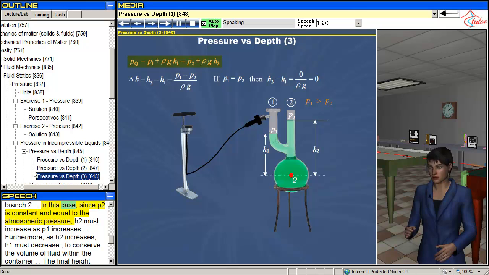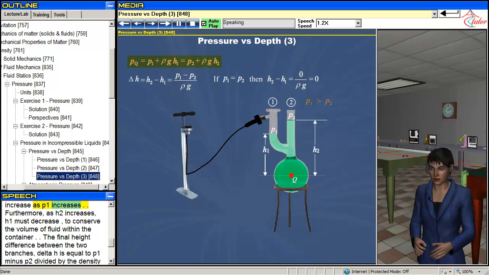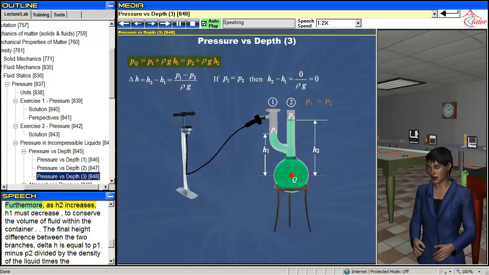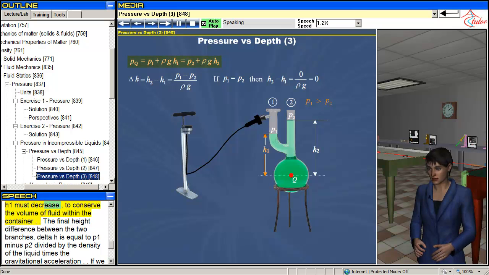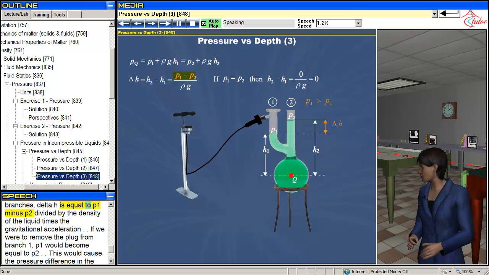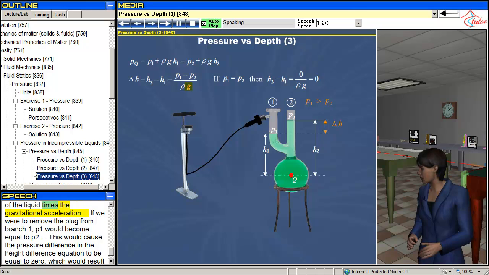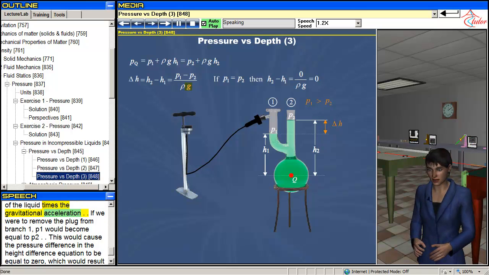In this case, since P2 is constant and equal to the atmospheric pressure, H2 must increase as P1 increases. Furthermore, as H2 increases, H1 must decrease to conserve the volume of fluid within the container. The final height difference between the two branches, delta H, is equal to P1 minus P2, divided by the density of the liquid, times the gravitational acceleration.